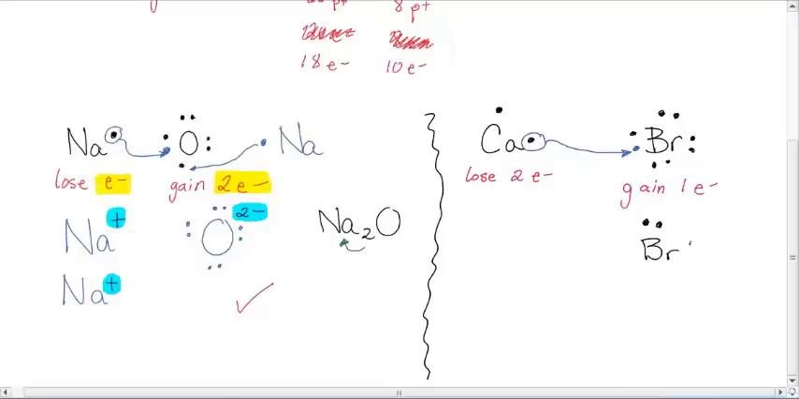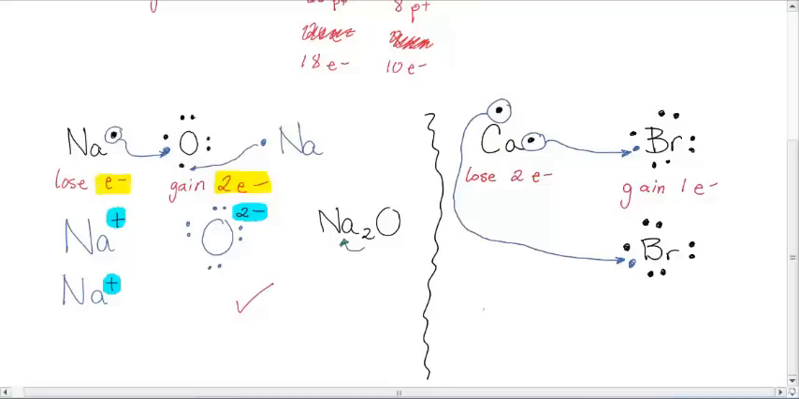So this time we need 2 bromine atoms. Bromine has 7 valence electrons. Calcium is so relieved. Now calcium can get rid of its other electron and give it over to bromine. So what are we left with?